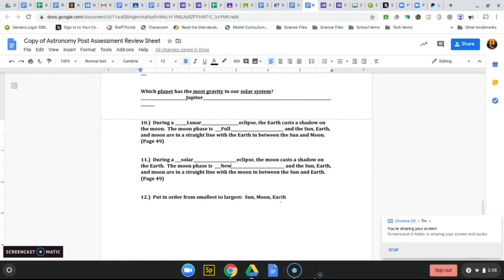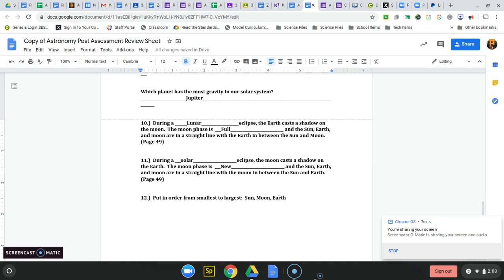Put in order from smallest to largest. Well, that would be, I'm not going to even write this one, but the smallest one would be the moon. Okay, the middle object would be the Earth, and the largest would be the sun.